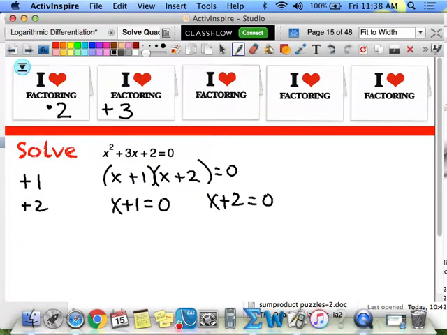So for the first one, you can either think subtract 1 from both sides or move that over to the other side and make it negative. You're going to get x equals negative 1. The second one, you can either think subtract 2 from both sides or move that over to the other side and make it negative.